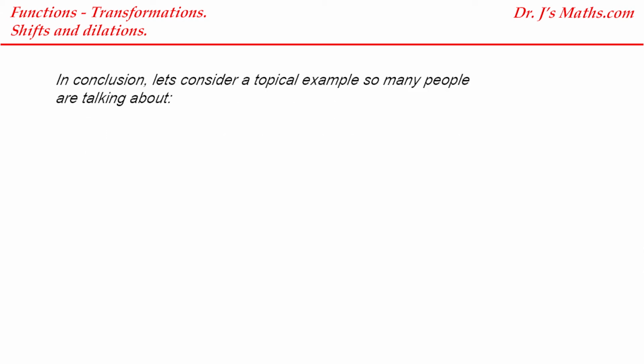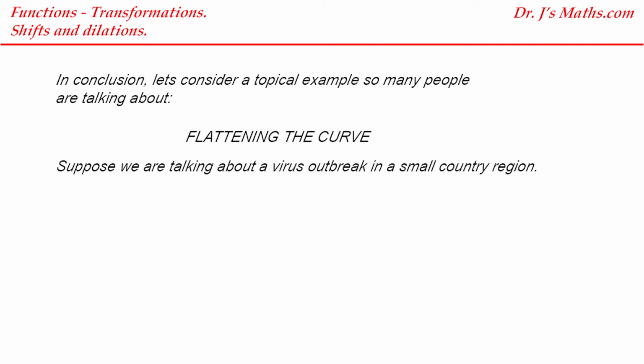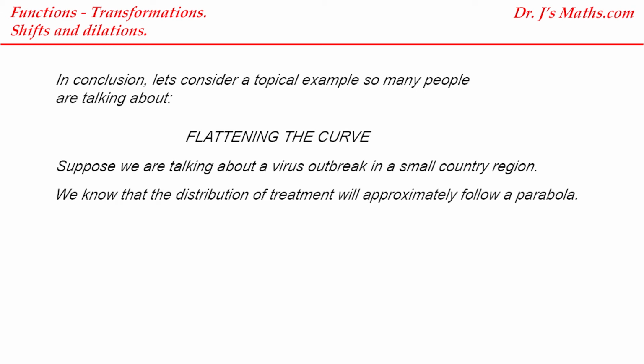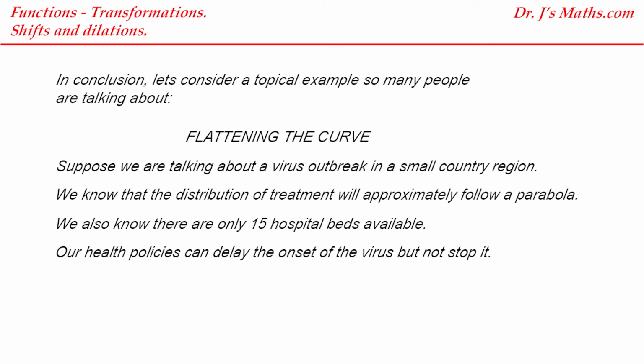We can bring all of these ideas together in a fairly topical example that so many people are talking about, that is, flattening the curve. Suppose we are talking about a virus outbreak in a small country region. We know that the distribution of treatment will approximately follow a parabola. We know that from our experience, say. We also know that there are only 15 beds available. Our health policies can delay the onset of the virus, but not stop it.